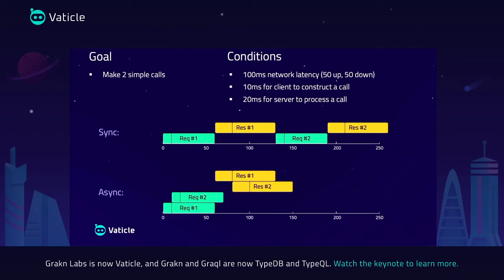With an async model, we can do much better. The first request still takes 10 milliseconds to construct. But then, while sending it over the network, the client can create and send request 2. The server receives request 1 at 60 milliseconds and request 2 at 70. But at 70, it's still busy processing request 1, so it only starts processing request 2 at 80 milliseconds. It's done with that by 100, and then takes another 50 to send it over the network, for a total runtime of 150 milliseconds, significantly faster than the sync model.